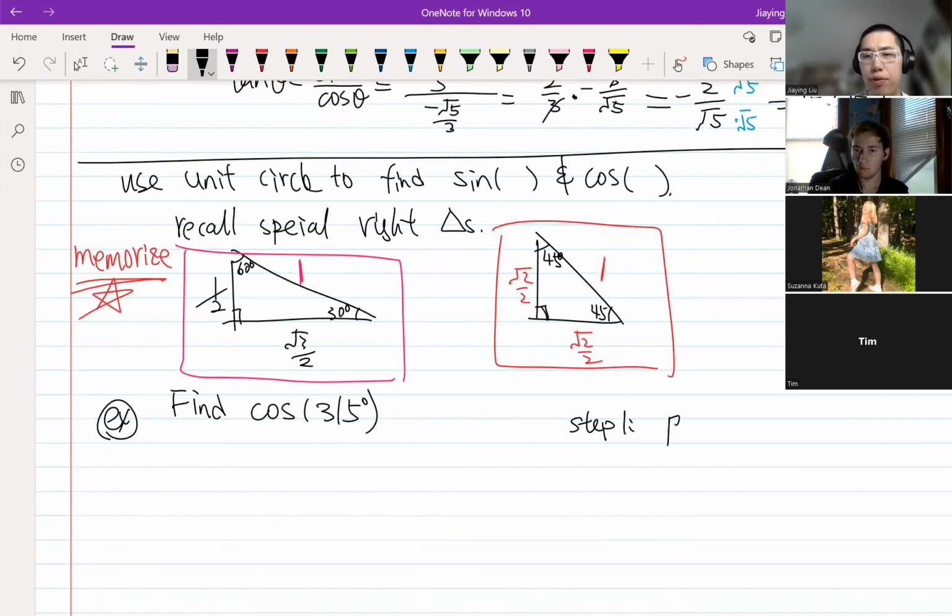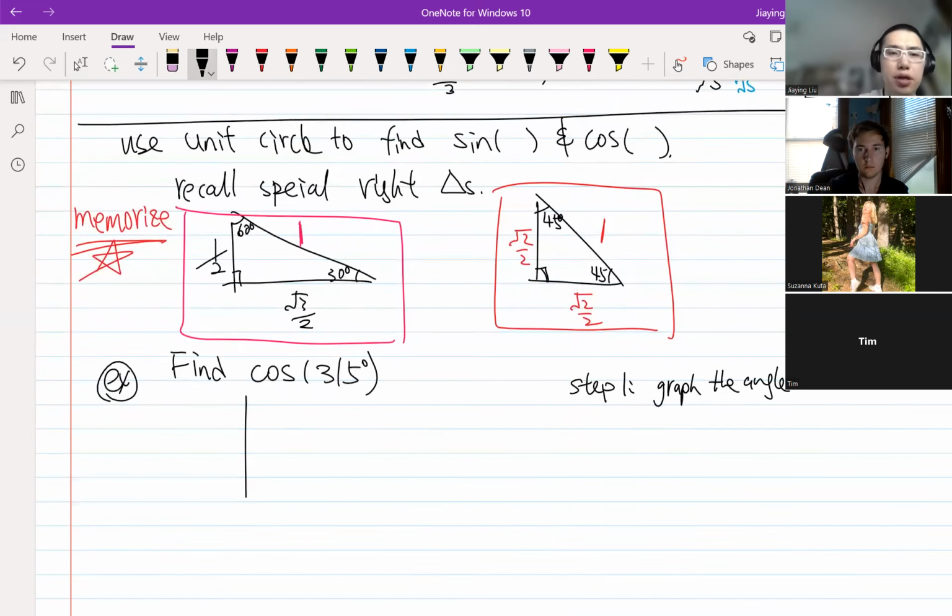We're going to graph the angle on the unit circle. So we need to know where the angle is on the unit circle. So this is my unit circle. This is a 1, that's a 1, -1, -1. All right, so 315 degrees. Do your best, right? It's pretty close to 360 degrees.